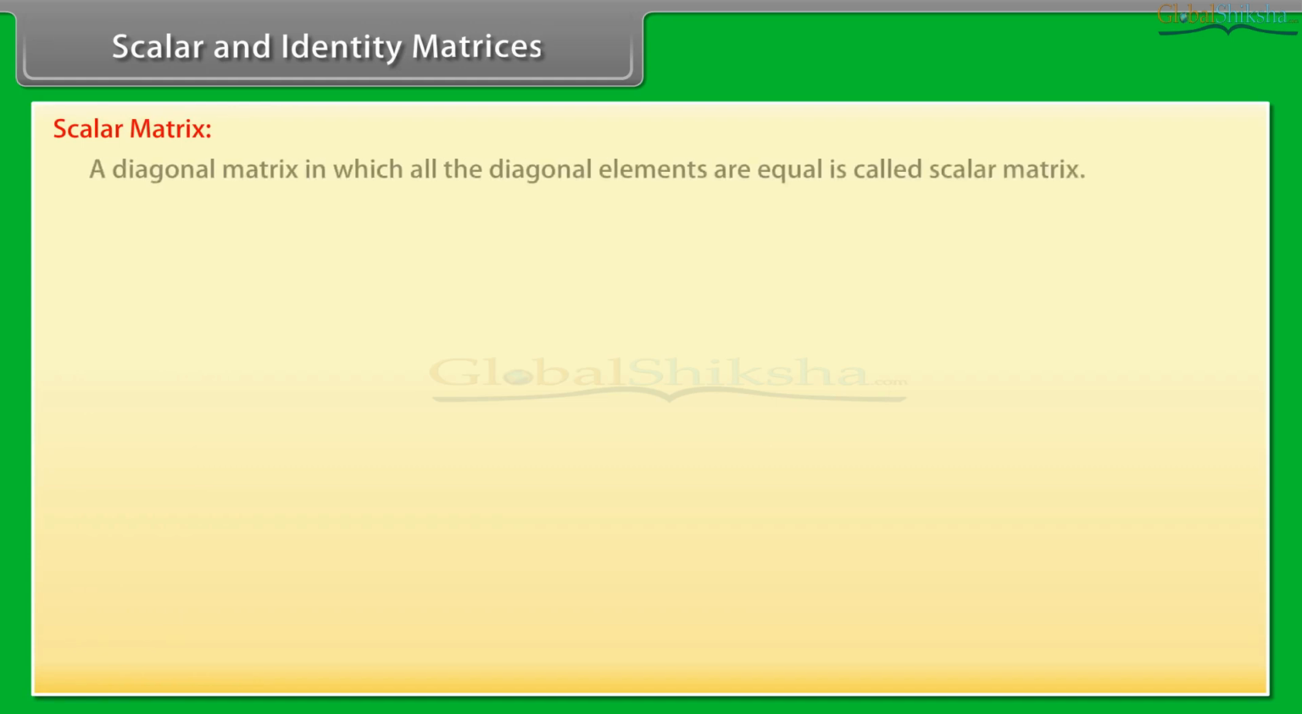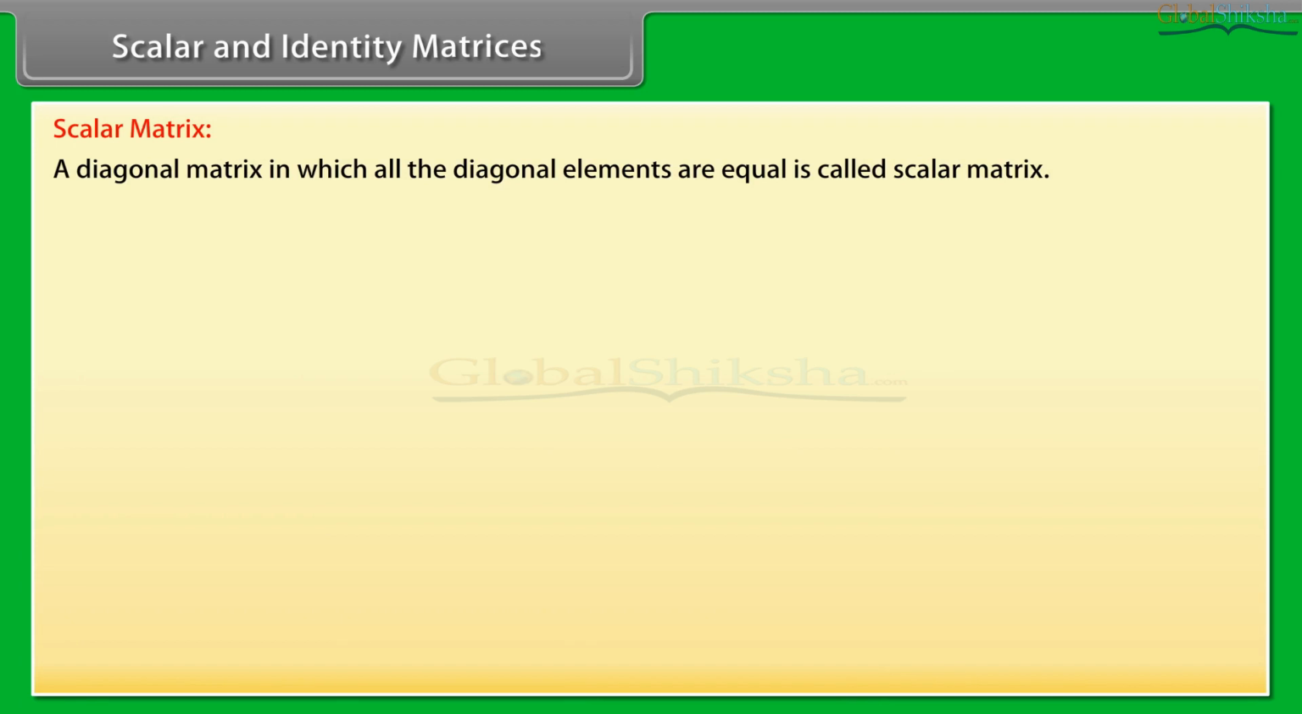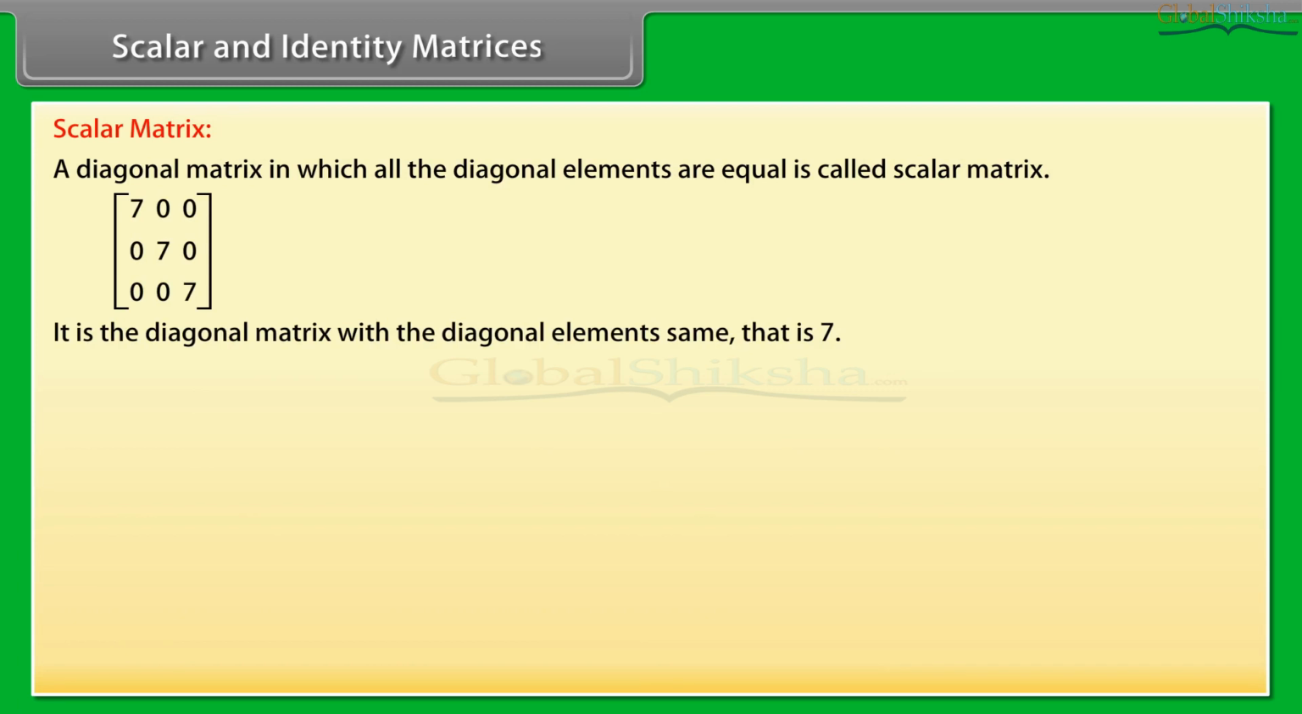Scalar and identity matrices. Scalar matrix. A diagonal matrix in which all the diagonal elements are equal is called a scalar matrix. Look at this matrix. It is a diagonal matrix with the diagonal elements the same, that is 7. Therefore, it is a scalar matrix.